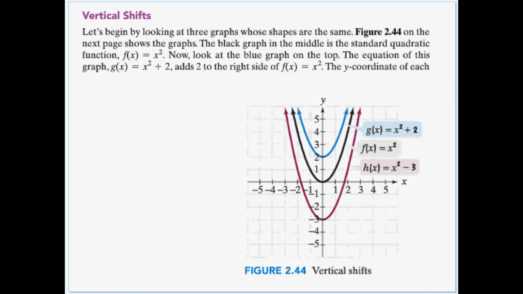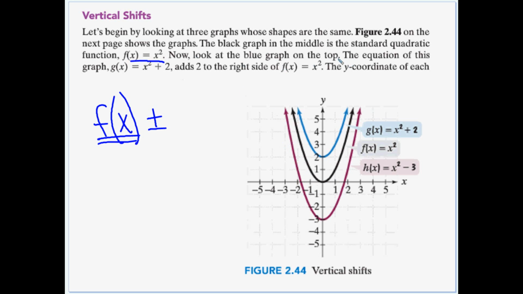So vertical shifts is where we're going to start. If we have a function like f of x, here is our variable that is in the parentheses. You'll either have a plus or a minus outside of any grouping symbols. So the book says let's begin by looking at 3 graphs whose shapes are the same. The figure shows these graphs. The black graph in the middle is the standard quadratic. f of x is x squared, so that's again the one here in black.